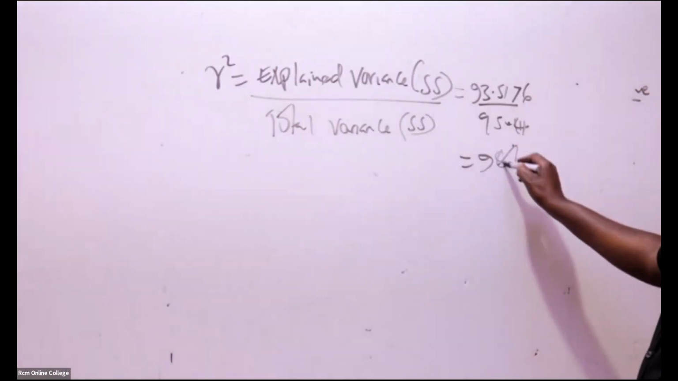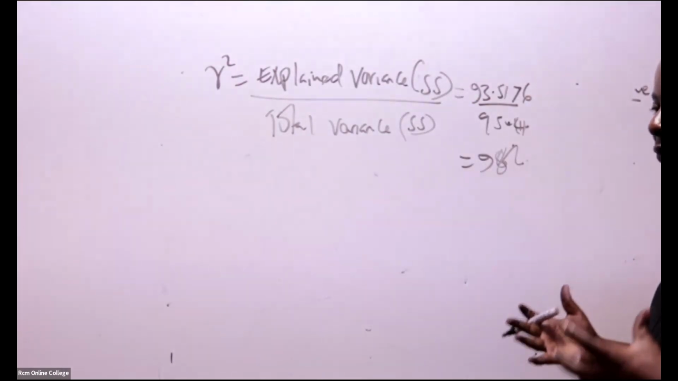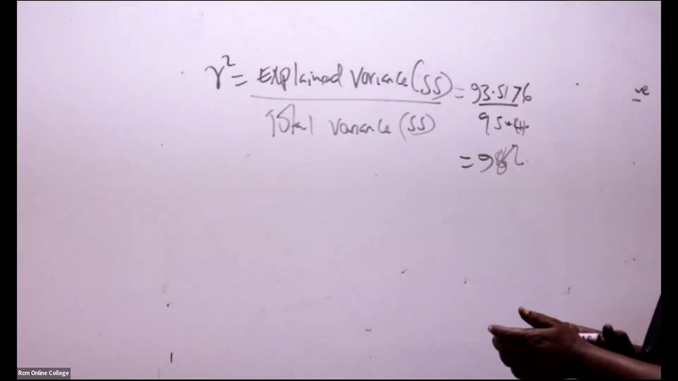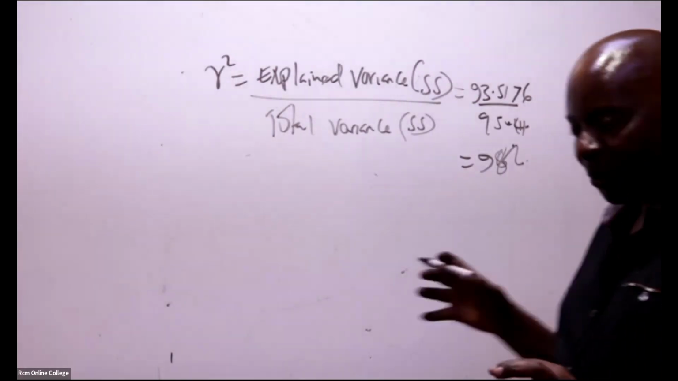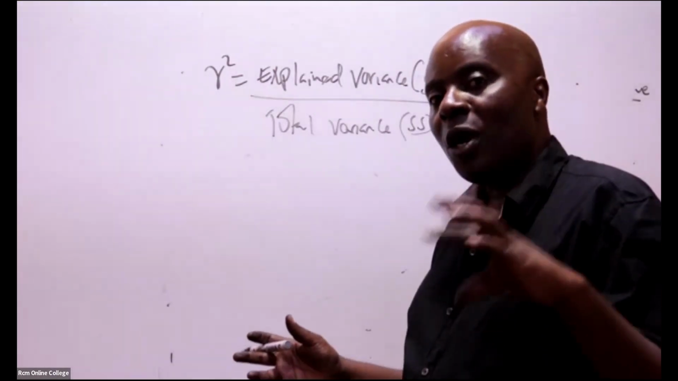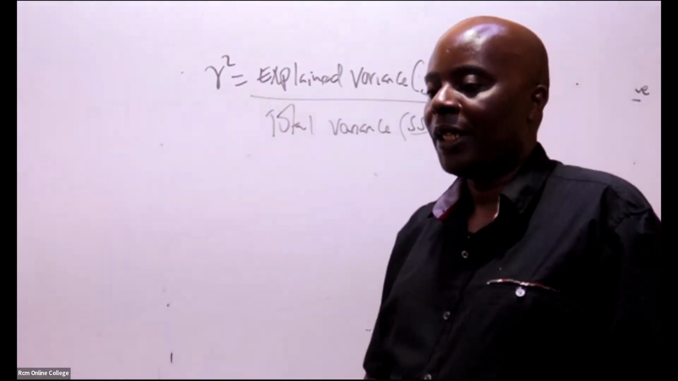So it means that the explanatory power of this model to explain variances is very high. It's 98%. So it means that the income and the price can explain up to 98% of the changes in annual demand. And that is excellent. That's exceptional. Very good. Thank you very much.